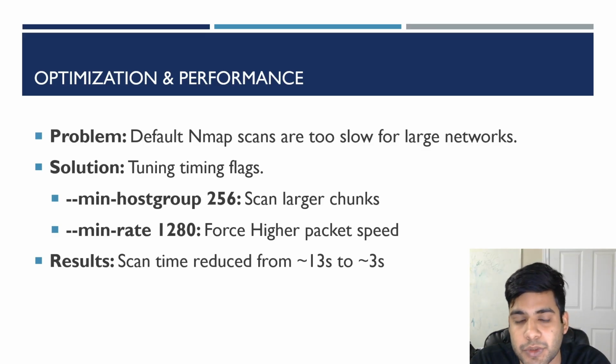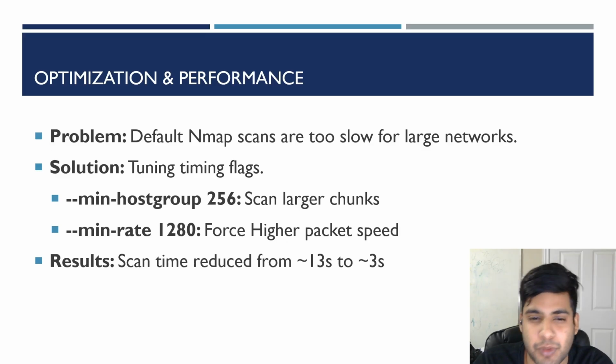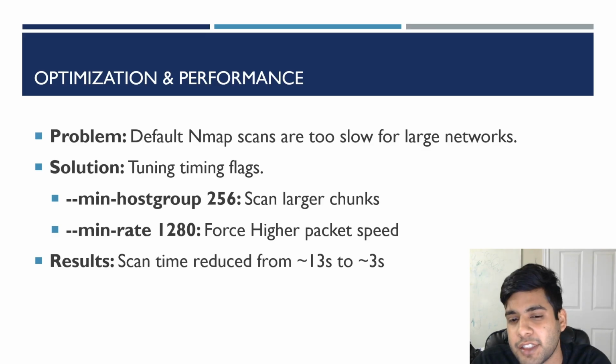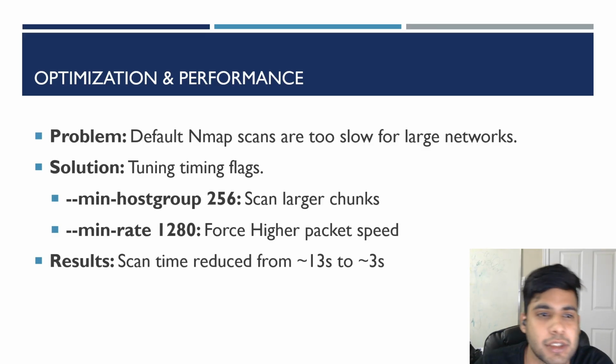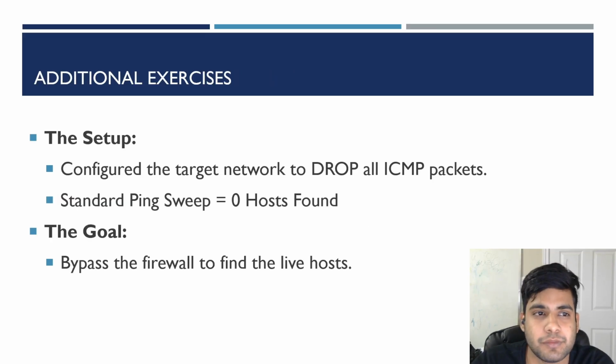The minimum rate, 1280, is to increase the packet speed, which can drastically reduce the Nmap scanning time. But it may sometimes cause issues, like it may not be able to scan properly. The scan results wouldn't be 100% accurate, so we just need to be careful with that.